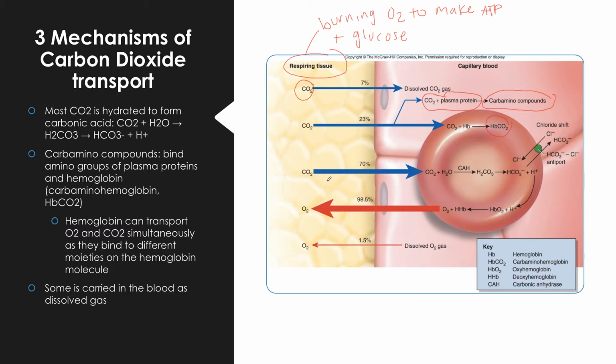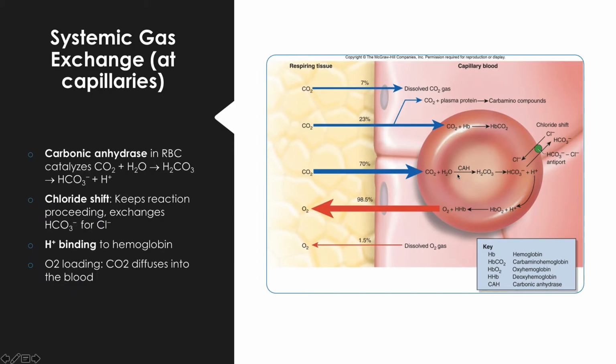Most of the CO2 that is entering the cell from the respiring tissue undergoes a chemical reaction that is facilitated by this particular enzyme, carbonic anhydrase. So you can see that labeled here, carbonic anhydrase. So when CO2 enters the red blood cell, it combines with water according to the following reaction. CO2 plus H2O, catalyzed by carbonic anhydrase, makes H2CO3, which is carbonic acid.